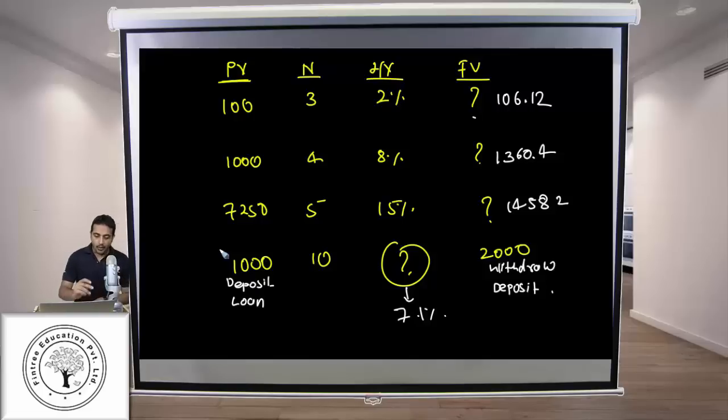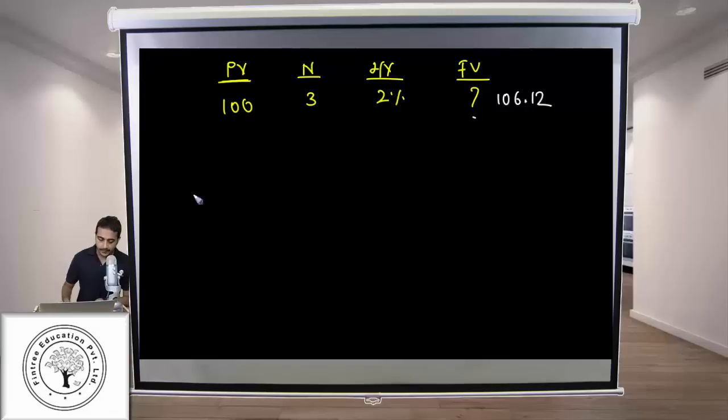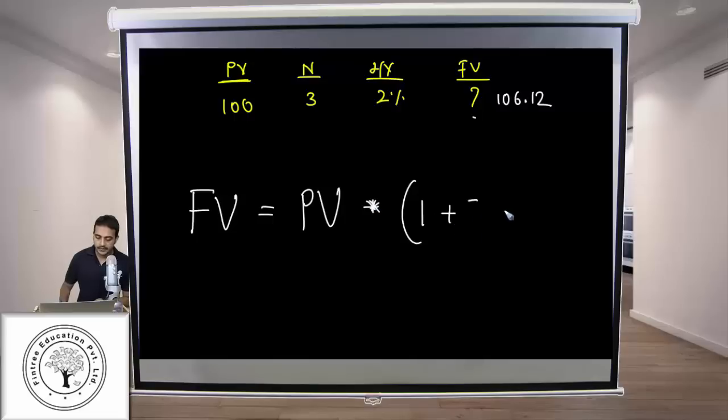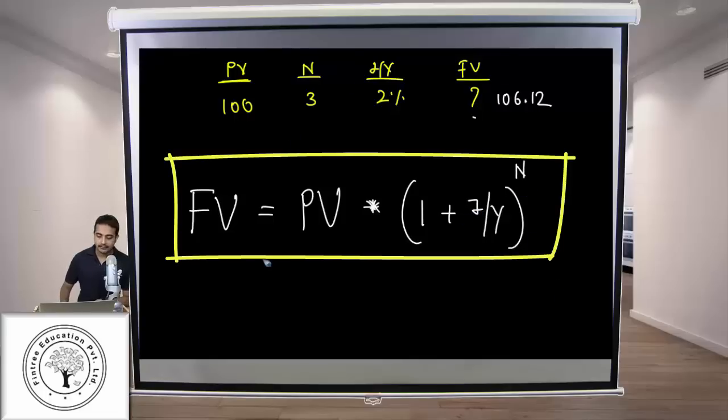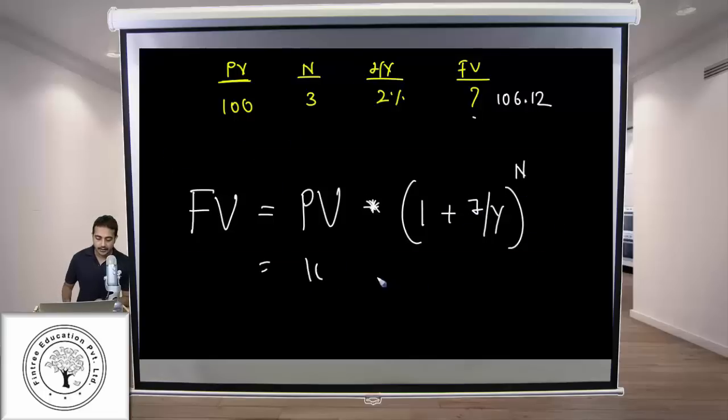Okay. Now what if we have to solve the same questions using a formula? The formula is: future value is equal to present value into 1 plus whatever is your interest rate, raised to n. So we can see if this works. We will say 100 into 1 plus 2%, and it should be raised to 3. Let's see if this works.